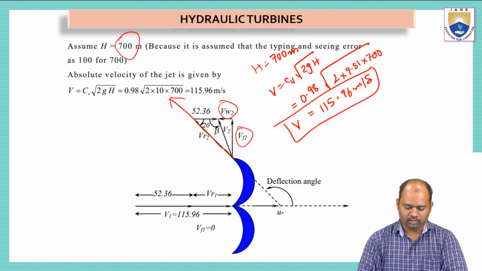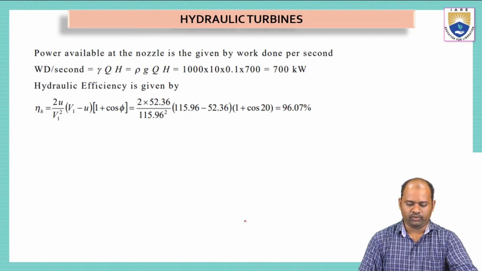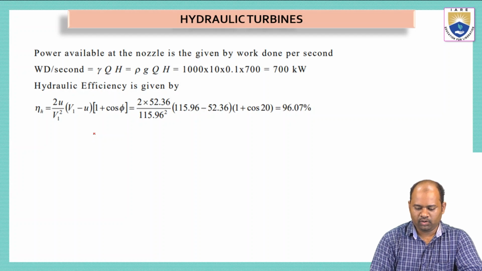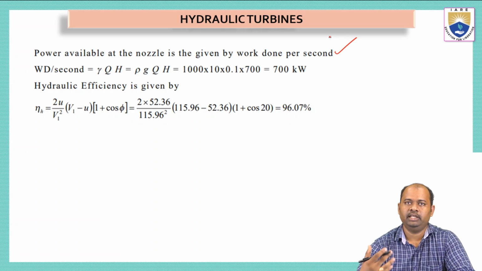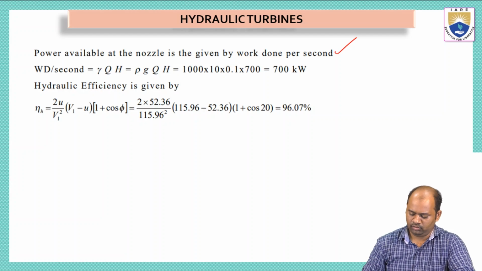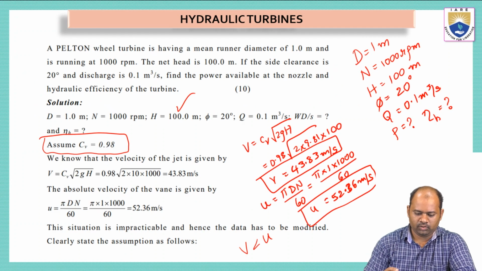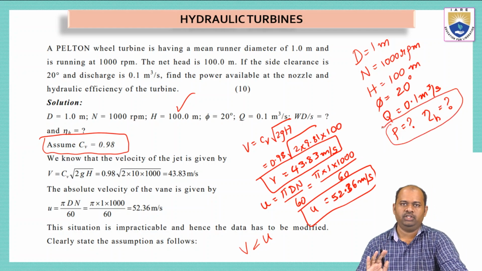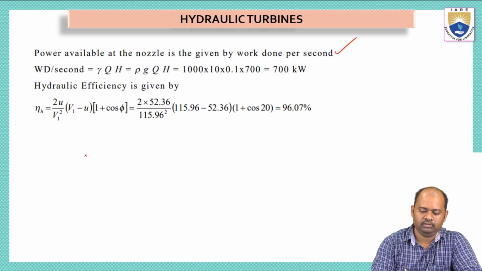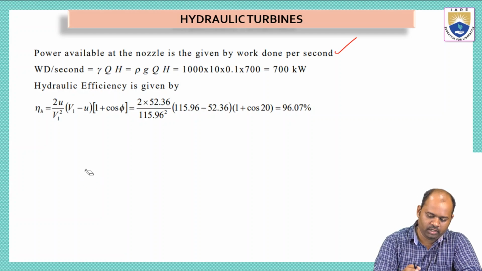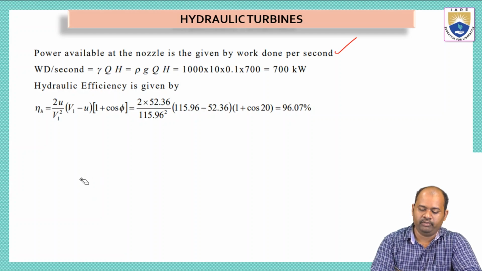Now let us try to solve this by using some more formulas. So power available at the nozzle is given by work done per second. So what are the things we have to calculate, that is given in the question. So once we go to the question, we have to calculate power and hydraulic efficiency. These two things have to be calculated. Now we have a very short formula here. So before hydraulic efficiency we will calculate the power.